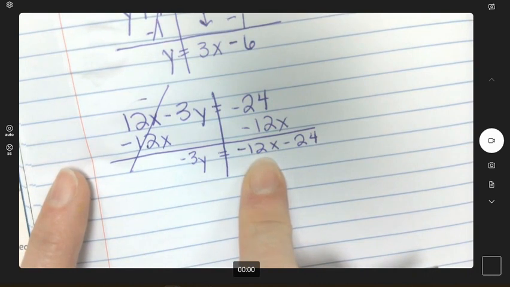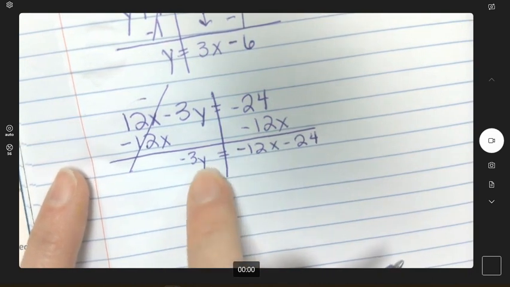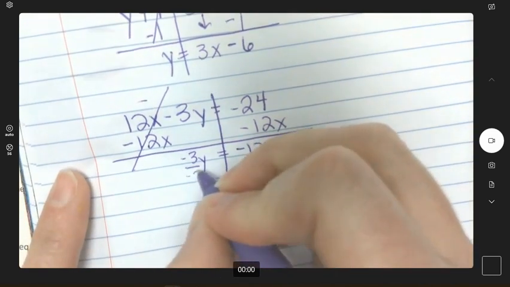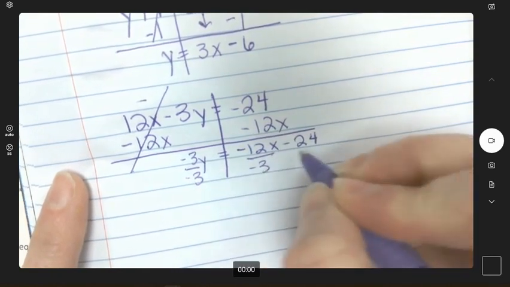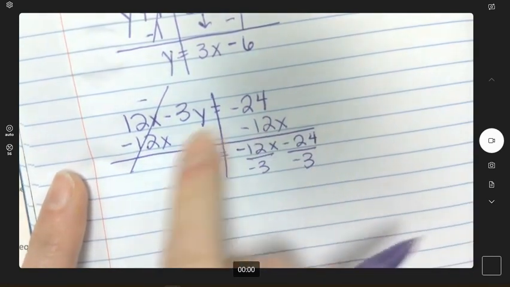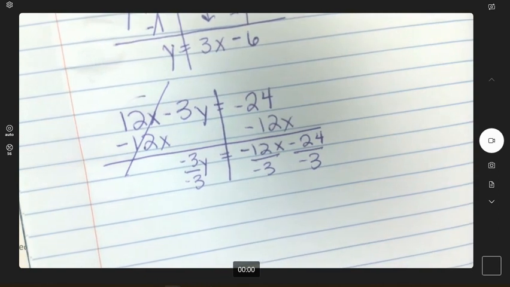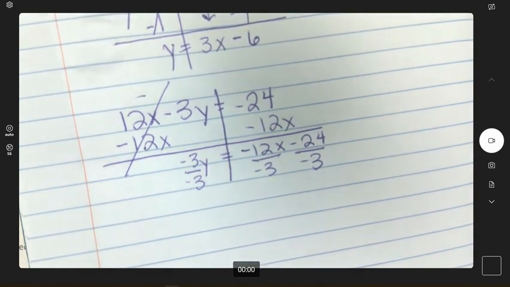And then my next step would be to get y by itself. So we divide by a negative 3 all the way through. You do not have to simplify this. You can put it straight into Desmos just like that and find the slope that way, or you can simplify it. Either way.